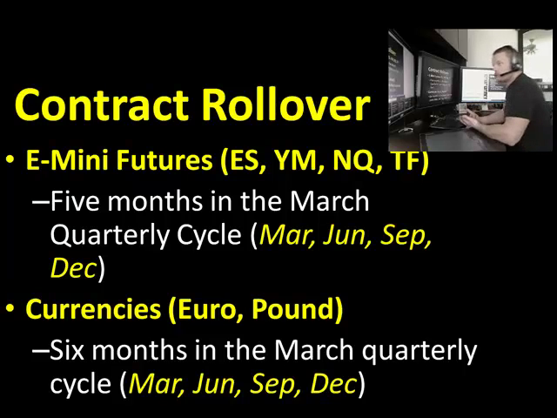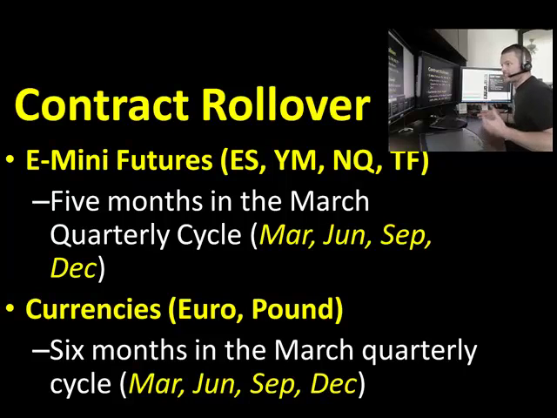So for the E-mini futures, the S&P, the YM, the NASDAQ, the Russell, it's going to be quarterly. So we have March, June, September, December. We're now at March 11th, so we're doing contract rollover from the March contract to the June contract. So we're rolling forward from the 0310 to the 0610, from March to June. Now the currencies, they're the same way, except they're a little bit different, but as day traders, we'll never know the difference.